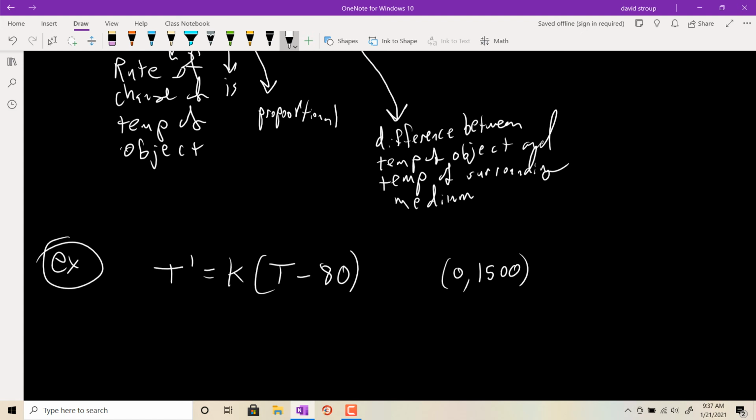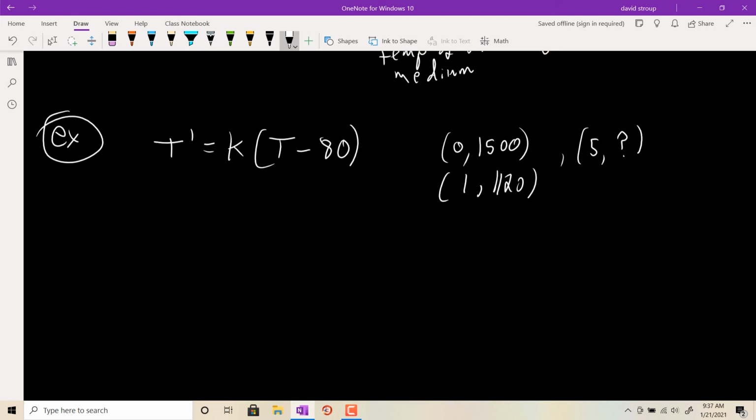1 hour later, after it's removed, the core temperature is 1,120 degrees Fahrenheit. Okay, so after 1 hour, the temperature is 1,120 degrees Fahrenheit. Find the core temperature 5 hours after the object is removed from the furnace. So they want you to figure out the T value in 5 hours. Okay, so we have to solve this thing for T, big T.